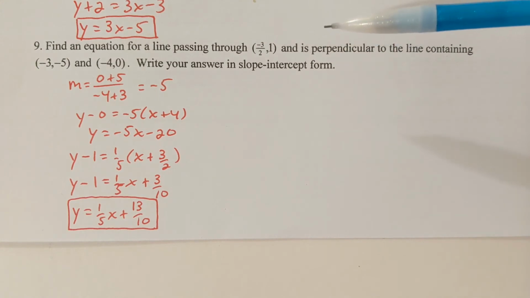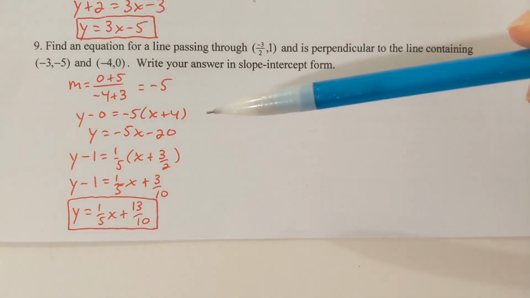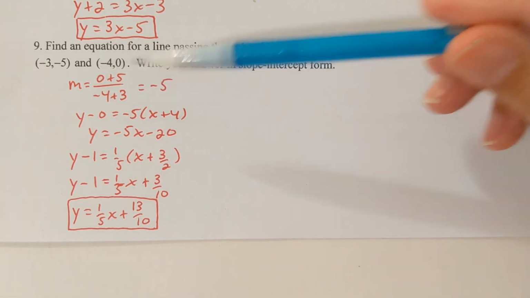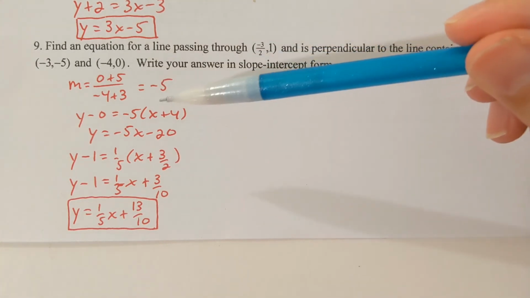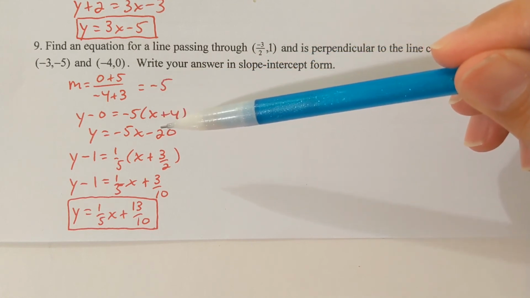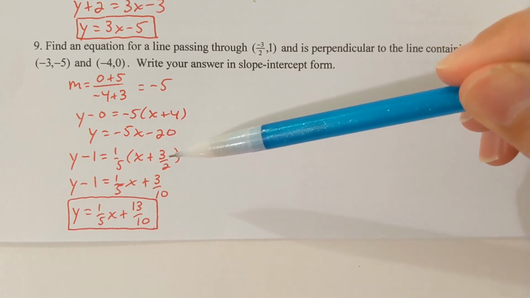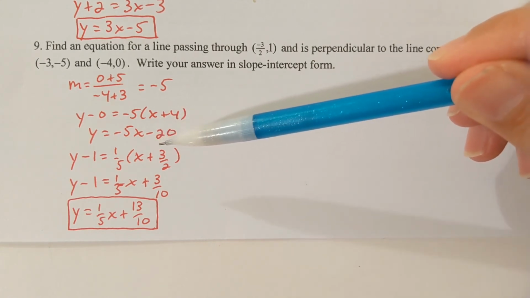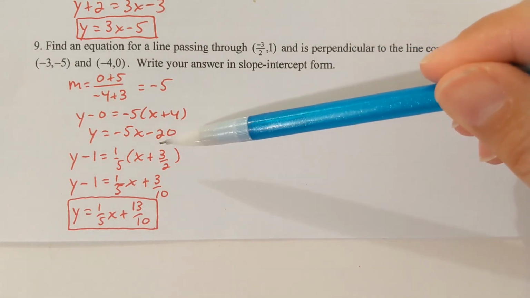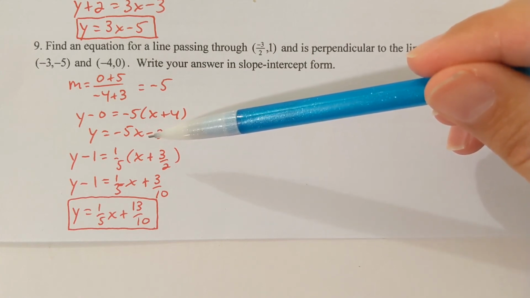And now use the point-slope form for either one of these 2 points. So if I just use this one here, y minus 0 is equal to -5 times x plus 4. y equals -5x plus -20. And now a line that is going to be perpendicular to this one is going to have a slope that is 1/5, since 1/5 is the negative reciprocal of -5.